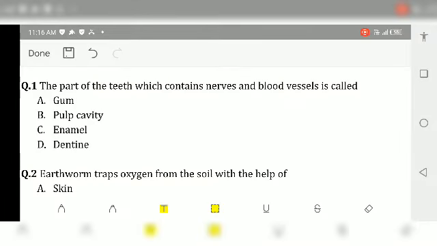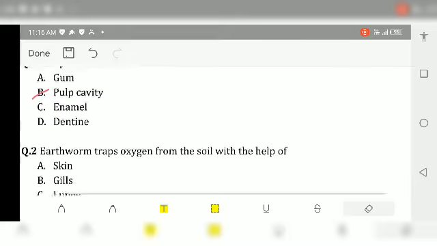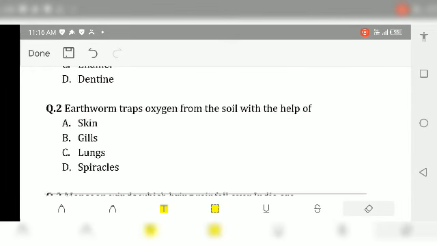Our first question is: the part of teeth which contains nerves and blood vessels. Four options given. The correct option is pulp cavity. Next question: earthworm traps oxygen from the soil with the help of. The correct option is option A.